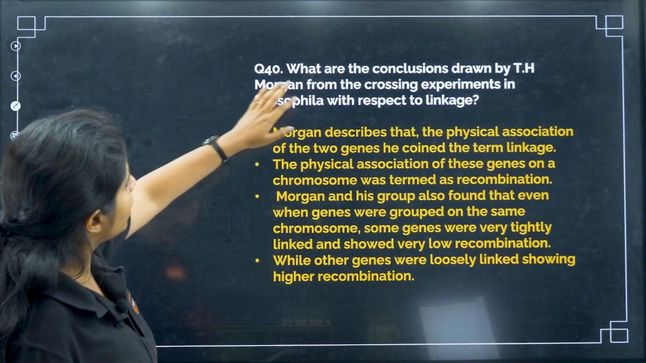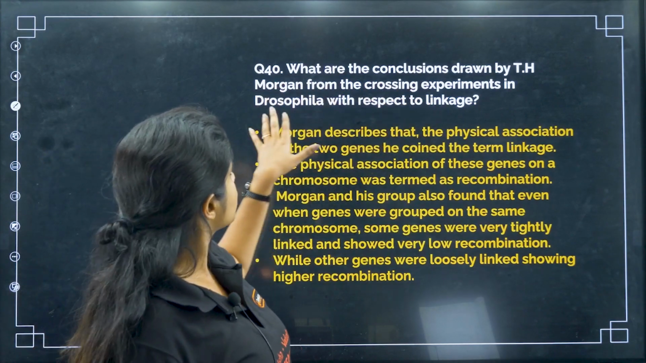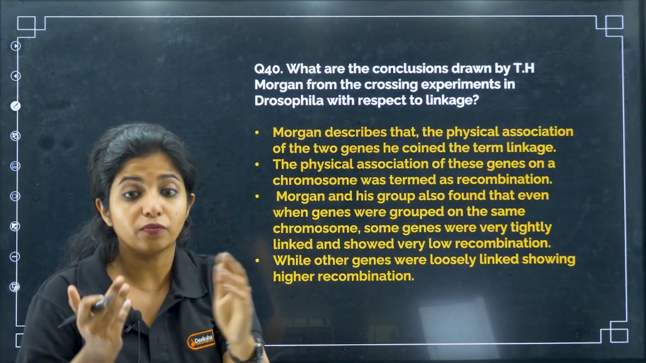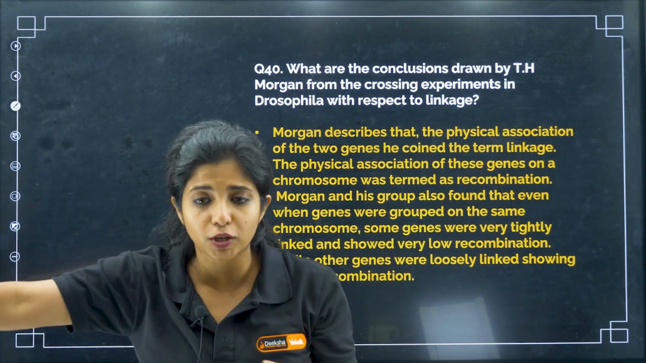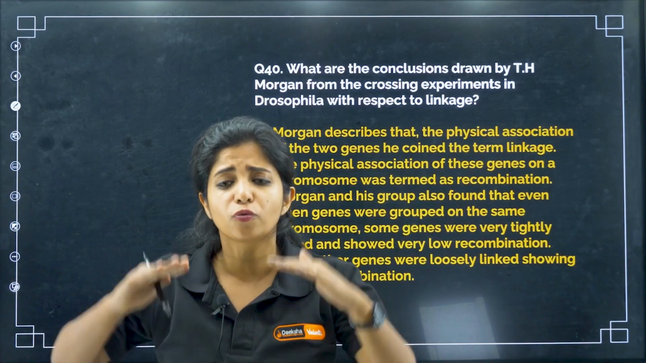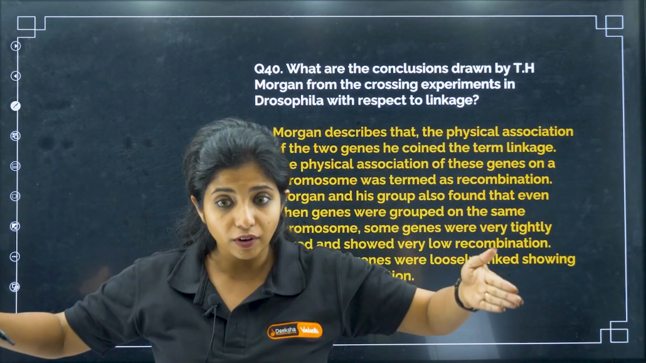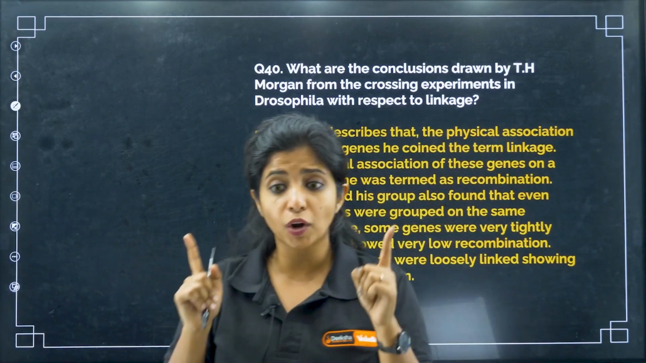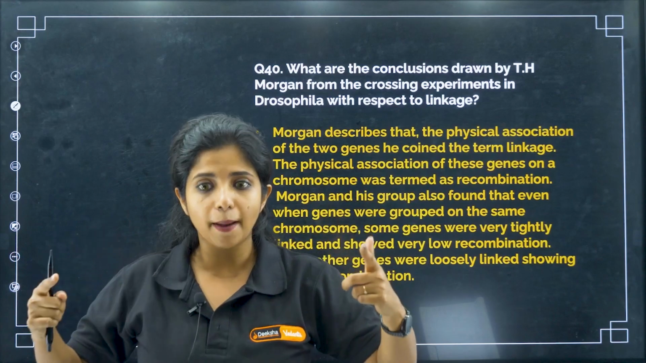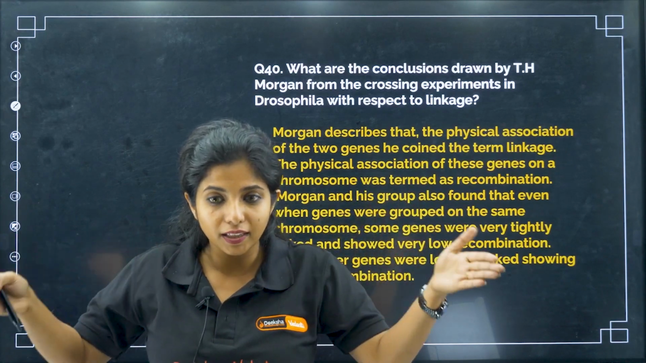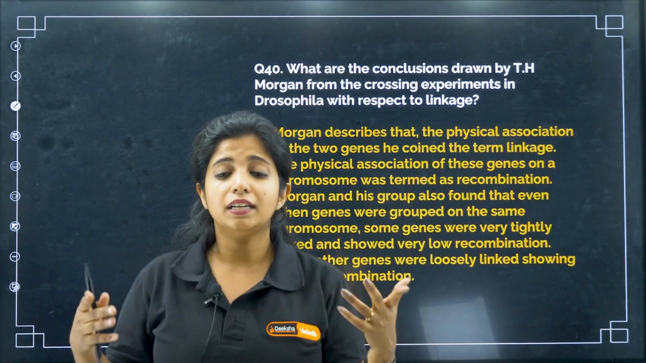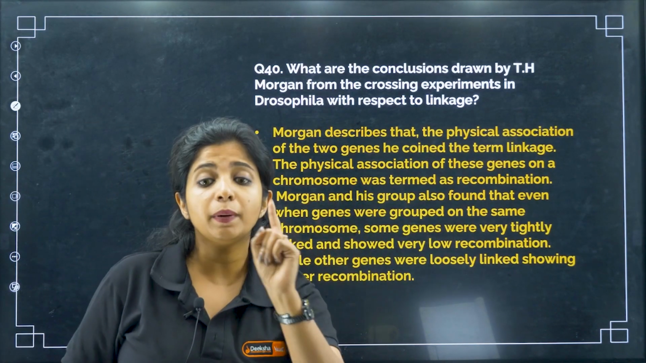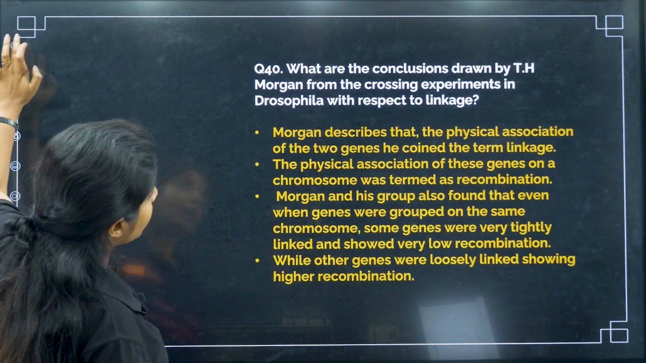Now going ahead, what are the conclusions drawn by T.H. Morgan from the crossing experiment in Drosophila with respect to linkage? When he crossed, he got to know about linkage, that is when the genes are closely associated, when you are best friends with each other, there is no chance for recombination. Closely associated genes will show very little recombination. If the genes are far away from each other, they are going to show more recombination. Please remember that T.H. Morgan termed linkage and gene mapping. The distance between the genes was given by his student, Alfred Sturtevant. There were 3 people who rediscovered Mendel's work. You remember them also: Tschermak, Correns, and De Vries.